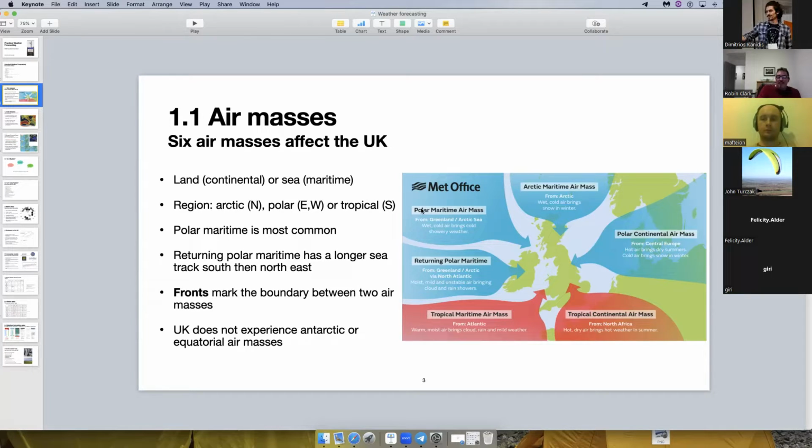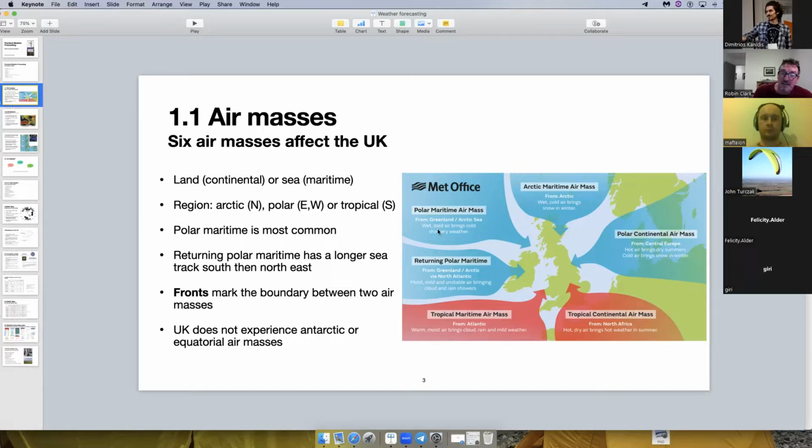But you can see that these air masses either come to the UK across the continent, across the land, or across the sea. And they come from all 4 corners of the compass, north, east, west, and south. The most common of these is polar maritime. And that brings, as you can see here, wet, cold air and cold, showery weather. That's pretty typical weather for the UK.